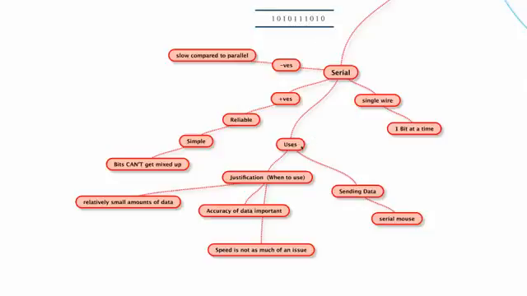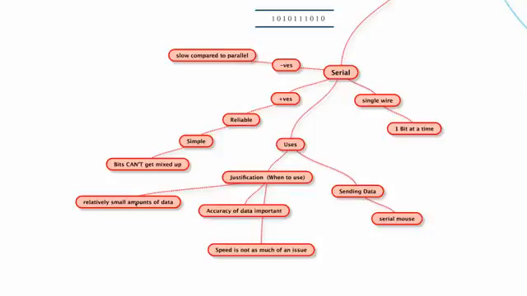When would we use this? Well, we'd use this when we're sending data. An example of when we'd use it is a serial mouse. The justification of use is when there are relatively small amounts of data, the accuracy of data is important, and speed is not as much of an issue.